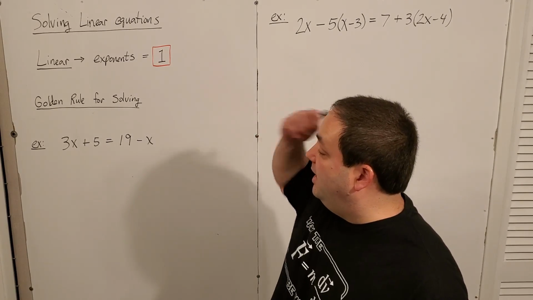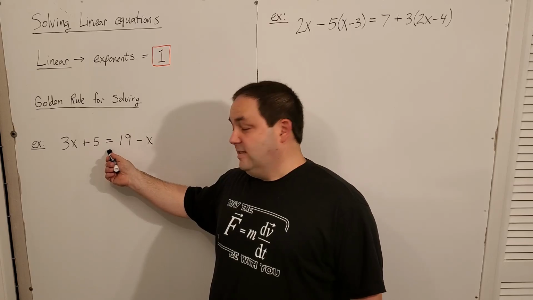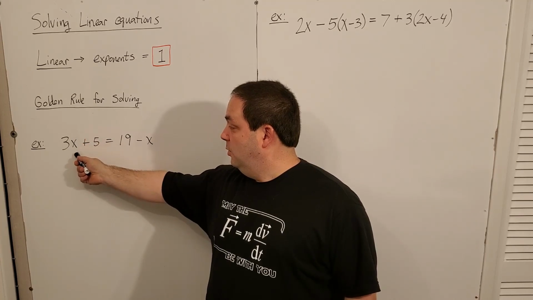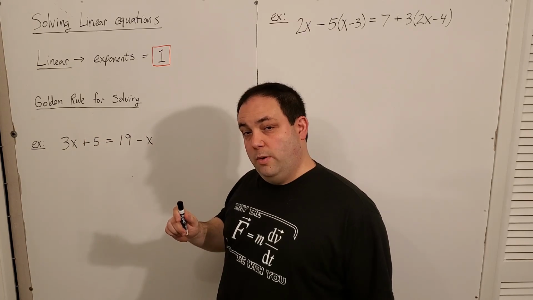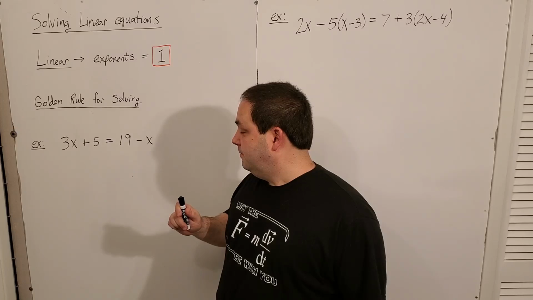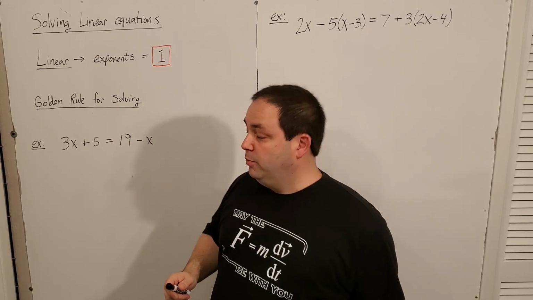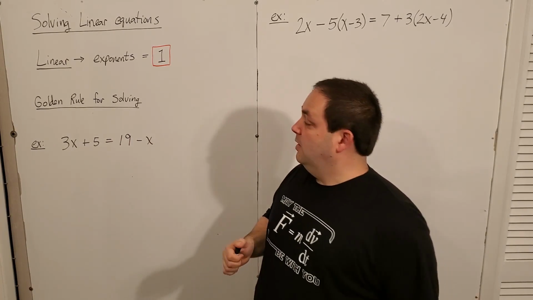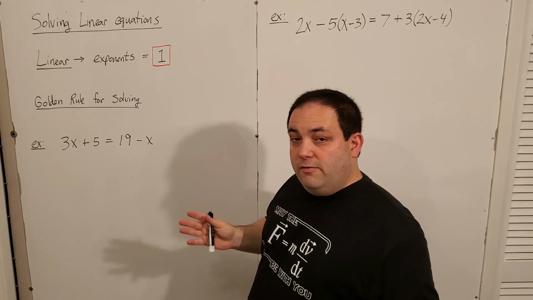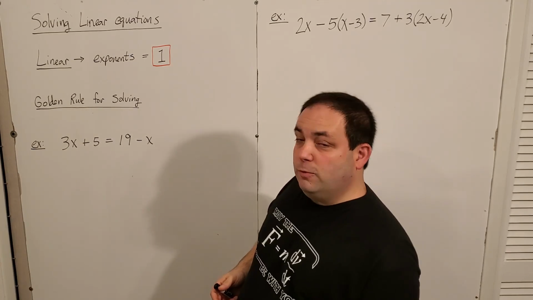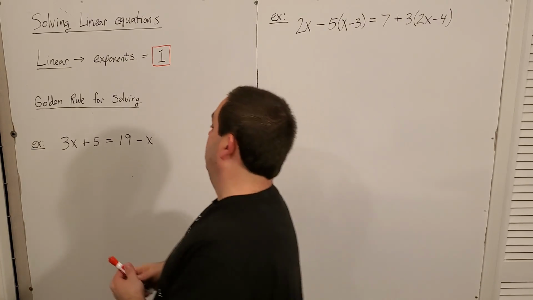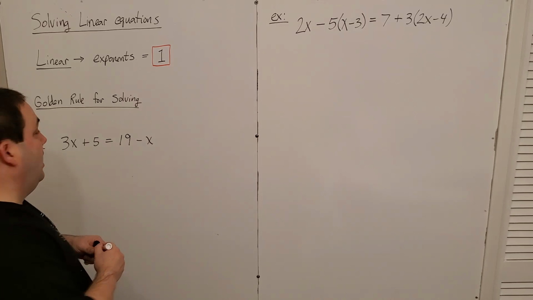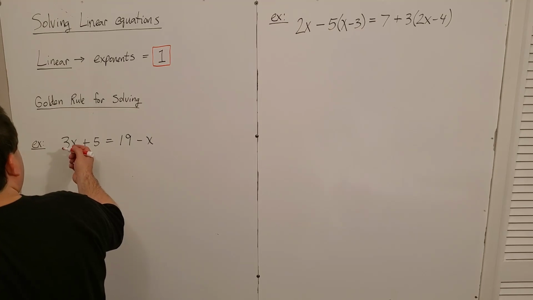For example, I have this equation right here. I can see that it's linear. X is to the 1 power, x is to the 1 power, right? That doesn't matter for the golden rule, but just pointing out, okay? I can do whatever I want. For example, if I really, really wanted to, I could multiply both sides of this equation by 6.